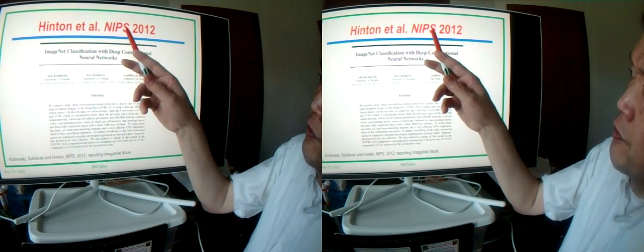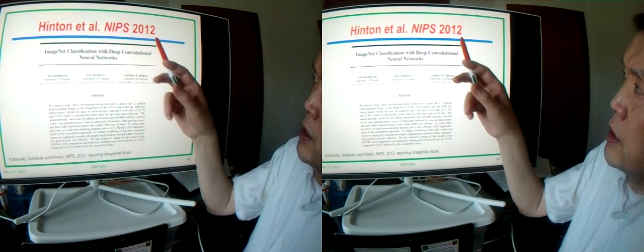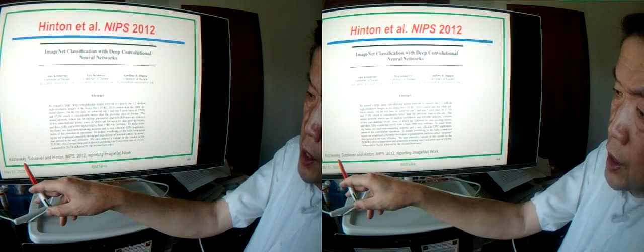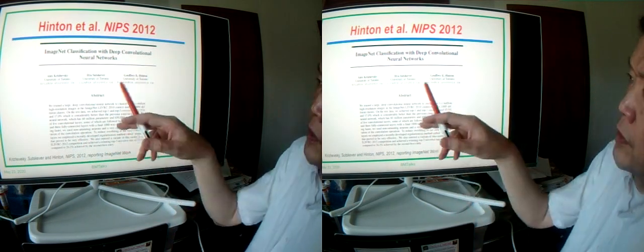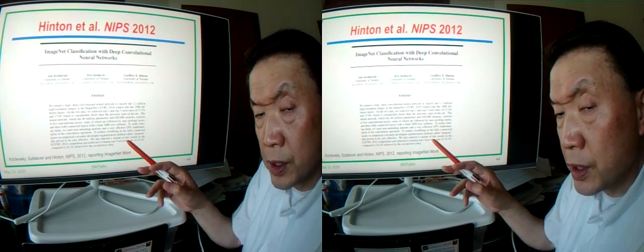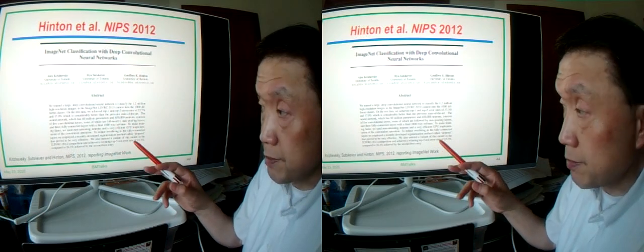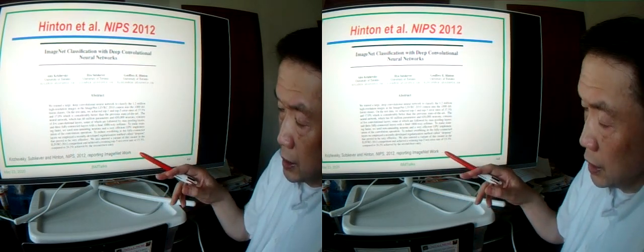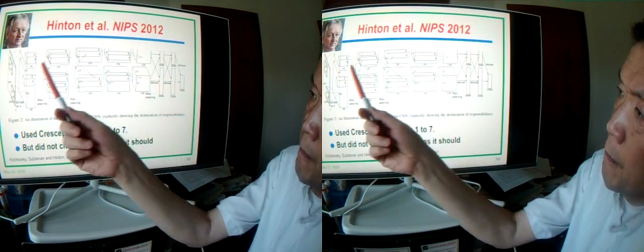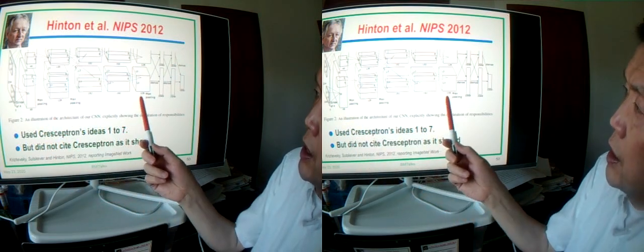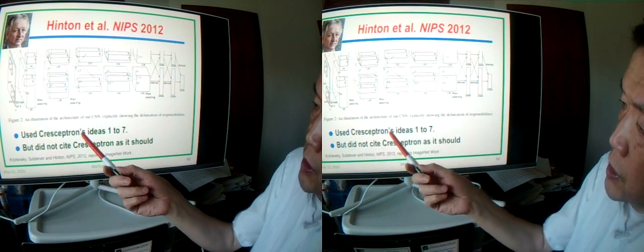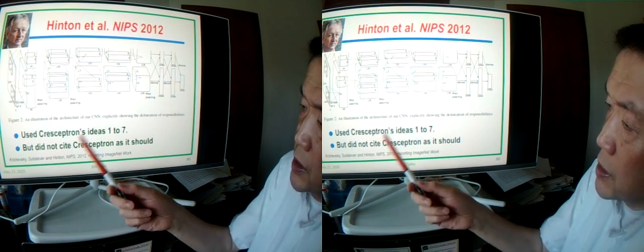Hinton, at Neural Information Processing Systems in 2012, after they competed in the ImageNet test, his student liked to work on Cresceptron. Jeff Hinton allowed them to work on it. I will talk about the other issue that amounts to fraud in the next episode. And in this one, I only talk about the plagiarism. This is the architecture they are using in the NIPS paper. This is clearly the max pooling idea and the tolerance of position, and that's the idea of Cresceptron. So they used ideas 1 to 7 of Cresceptron, but did not cite Cresceptron.